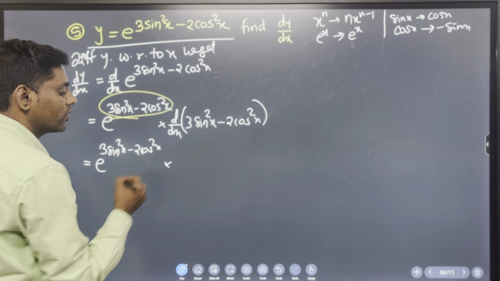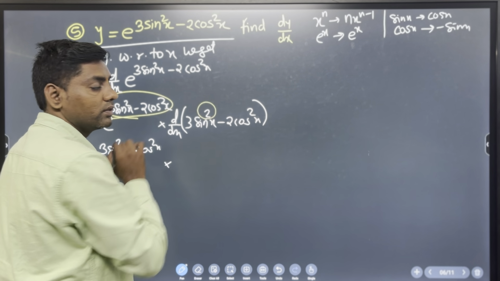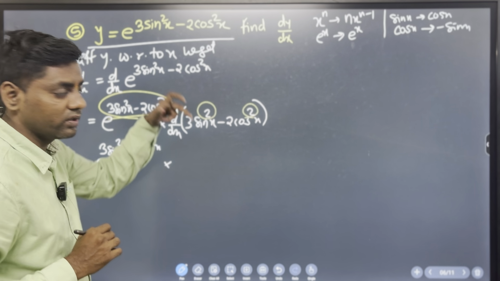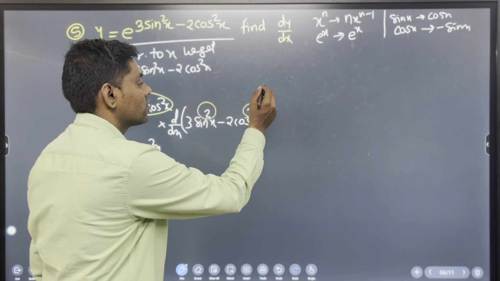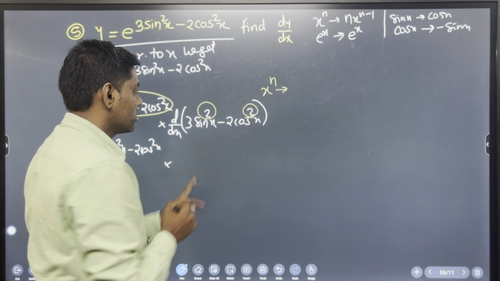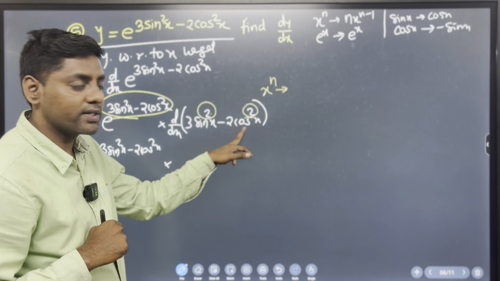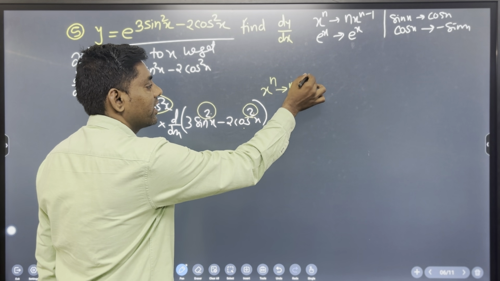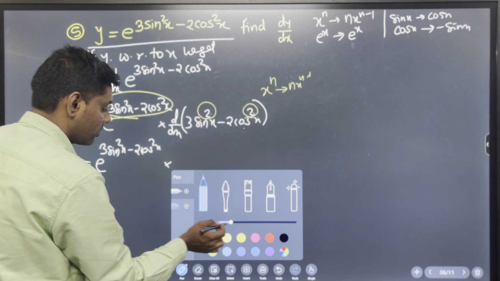Tell me the derivative of sine. But before that, here the sine power is 2, which is a constant, and here the cos power is 2, which is also a constant. So it is a function raised to a constant, and we can solve it using x raised to n. Here x is sine and n is 2; here x is cos and n is 2. After using the formula n into x raised to n minus 1, we go for the derivative of sine and cos respectively. So let's start. The question is very easy.